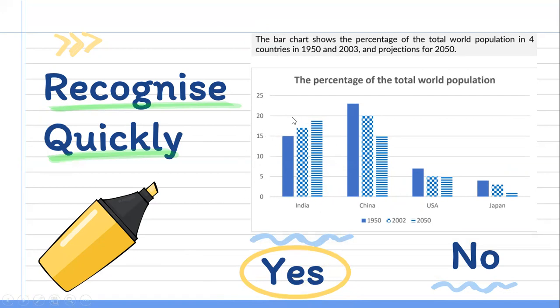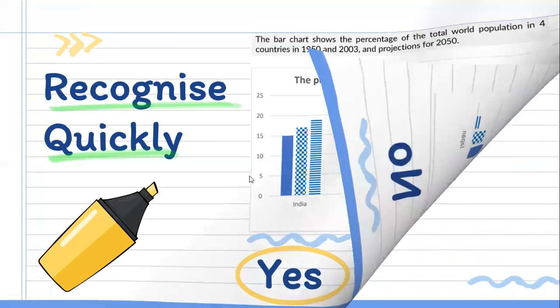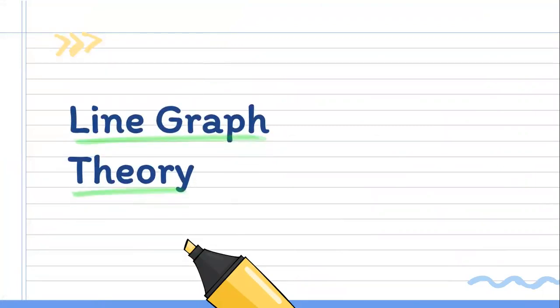From each series you can pick the 3 tops and then connect them, and you have a line. So you have a line for India, a line for China, a line for US, and a line for Japan. Okay, that's the end of your questions. And now we will look for some theory of the line graph.